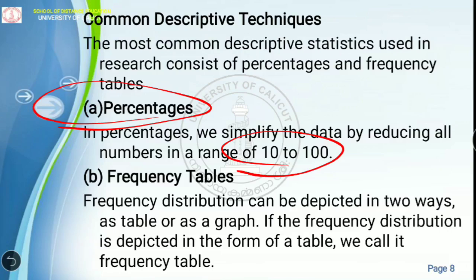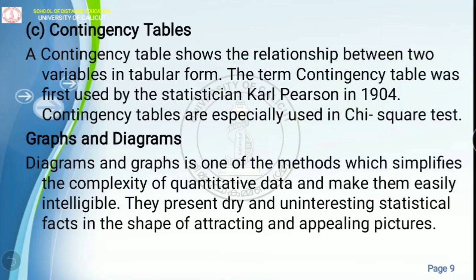The frequency distribution can be described in two ways, as a table or a graph. If the frequency distribution is depicted in the form of a table, we call it a frequency table. You can see these in research papers. Then the contingency table shows the relationship between two variables in tabular form. It was first used by Karl Pearson in 1904. Contingency tables are especially used in the chi-square test.